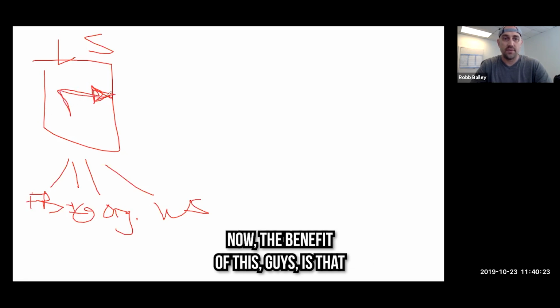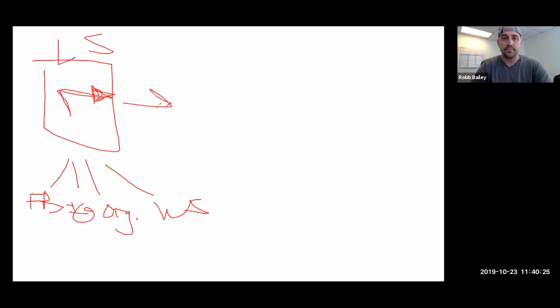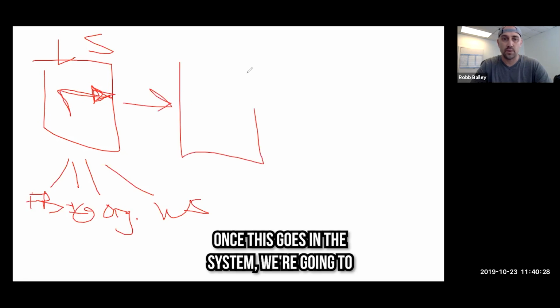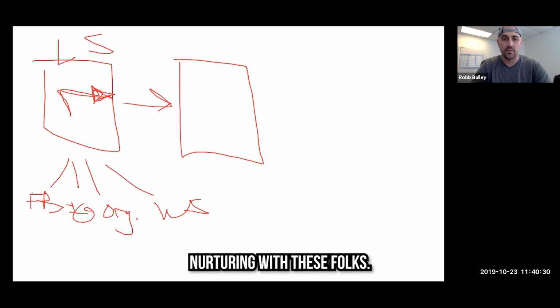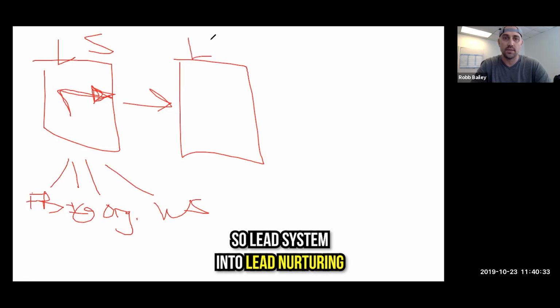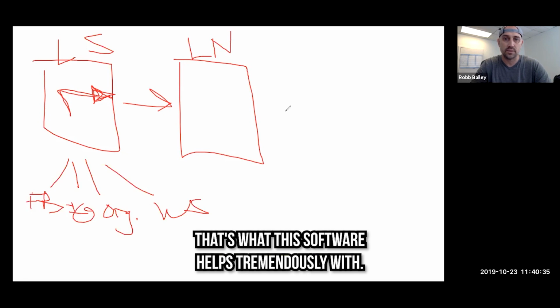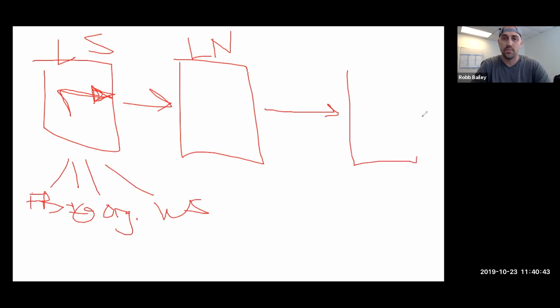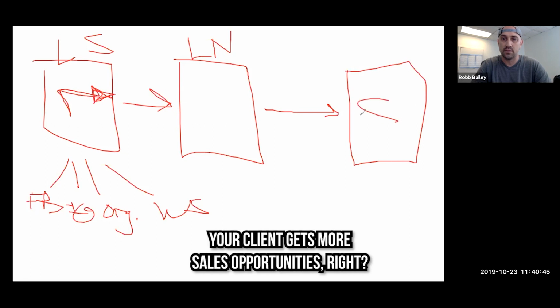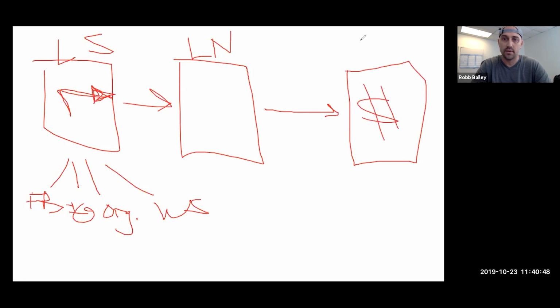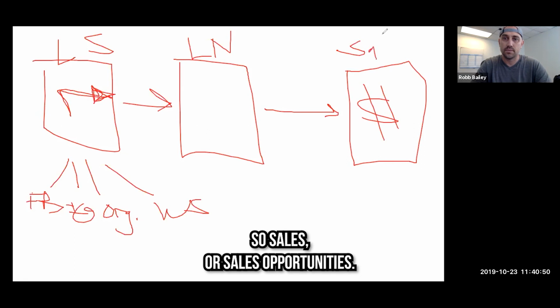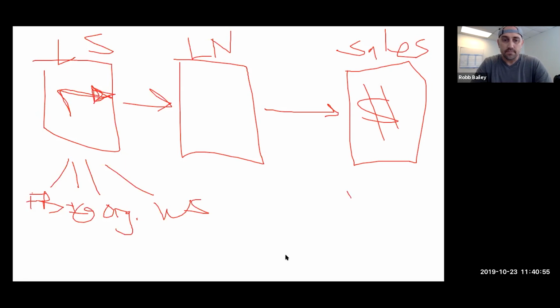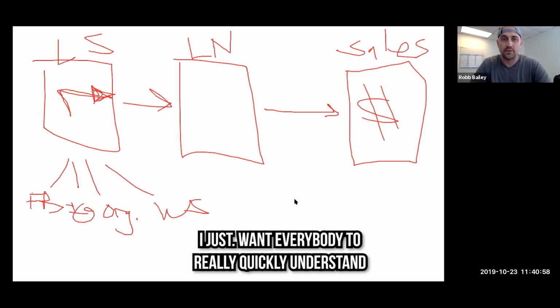Now, the benefit of this, guys, is that once this goes into the lead system, we're gonna do what's called lead nurturing with these folks. So lead system into lead nurturing, that's what the software helps tremendously with. And the goal is, if you're an agency owner, this is your client. Your client gets more sales opportunities, right? So I just want everybody to really quickly understand what we're doing here.